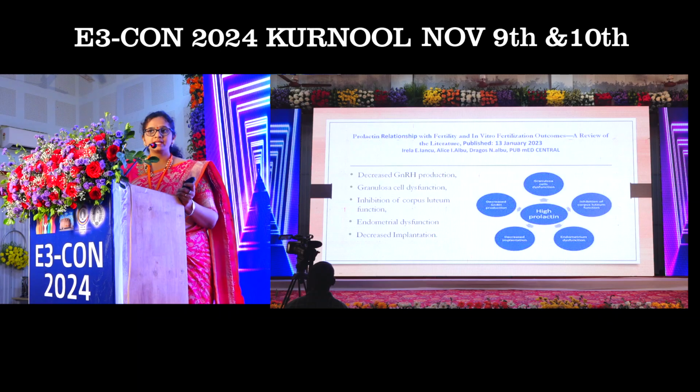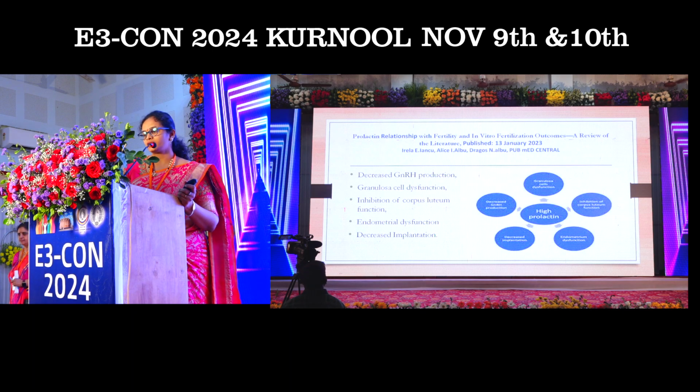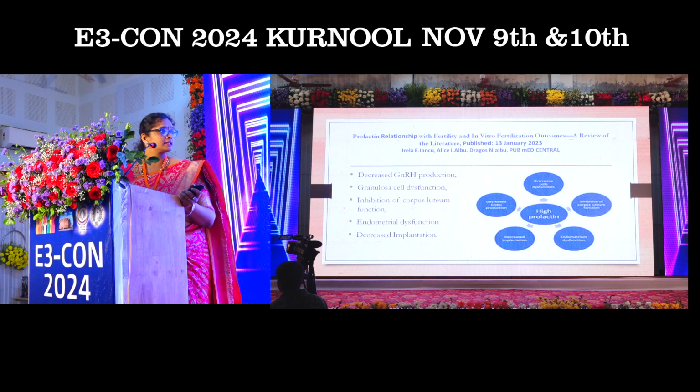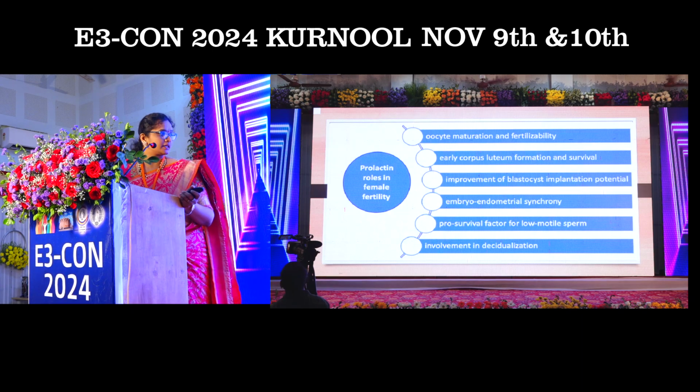Why do we need prolactin? It is needed for oocyte maturation and fertilizability, early corpus luteum formation and survival, and improvement of blastocyst implantation potential. It is also helpful in embryo-endometrial synchrony, and it acts as a pro-survival factor for low-motility sperm, and also in decidualization.